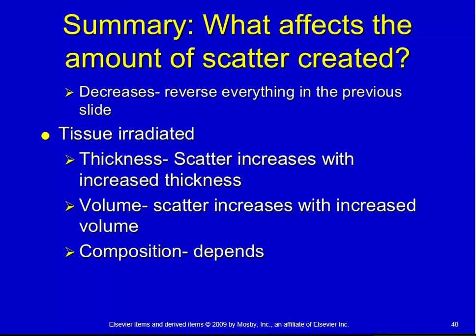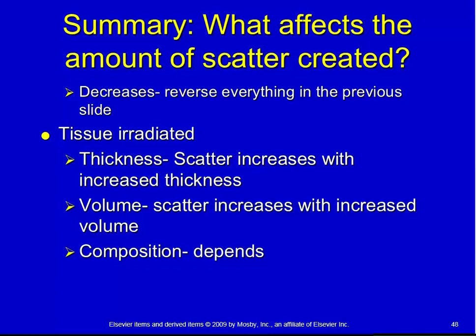So, tissue irradiated: as thickness goes up, scatter increases with increased thickness because primarily it's going to be soft tissue. The type of tissue that creates more scatter radiation is soft tissue. So as thickness goes up, we get an increase in scatter radiation. Volume, regardless of whether it's depth or width, increases the scatter radiation because you've irradiated more tissue.